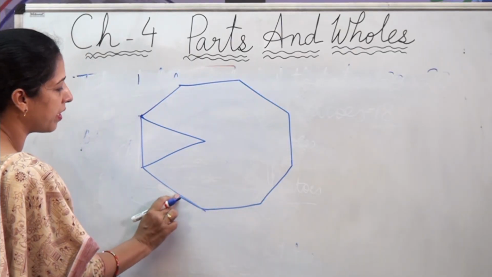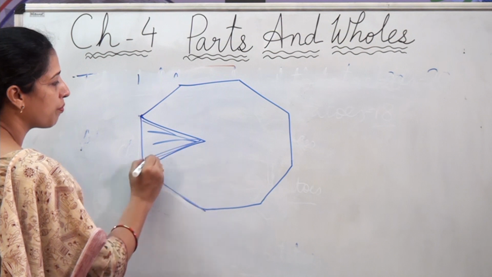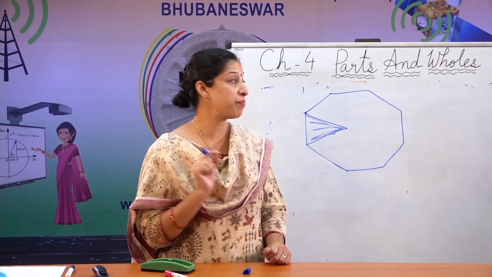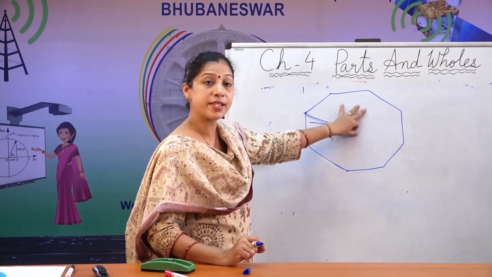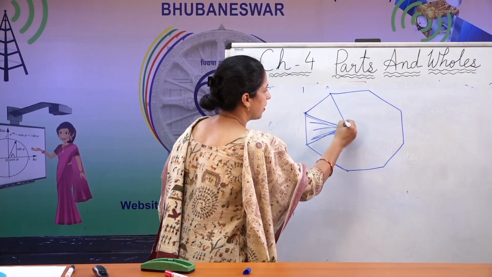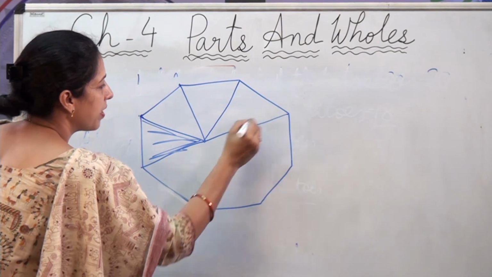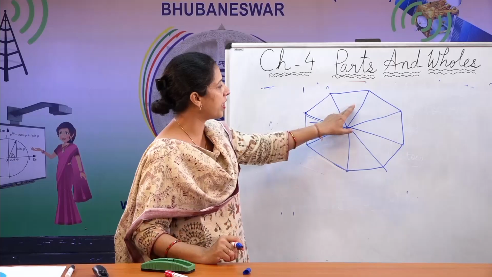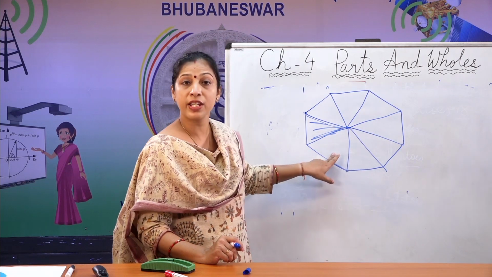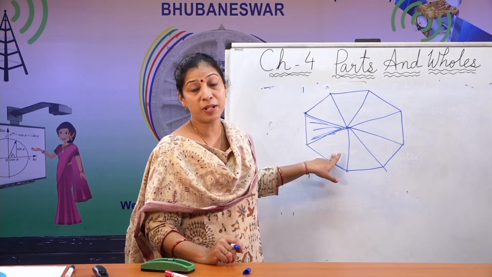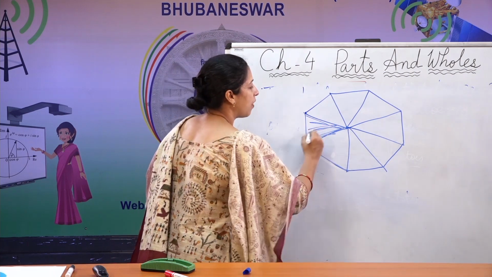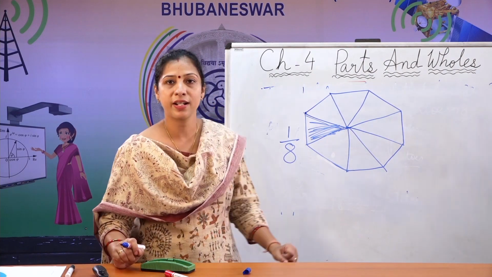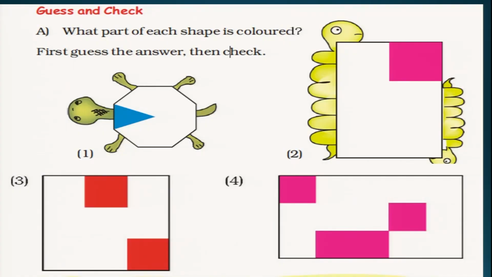You can see from your figure, this part is colored in blue. And we have to find out what are the different parts of it. Now if we divide this into equal parts, so this will be the equal parts. So now can you find out 1, 2, 3, 4, 5, 6, 7, 8 equal parts, out of which how many parts are colored? Only one part is colored. So one part out of 8 parts is colored. Similarly, you can find out for the other shapes as well.